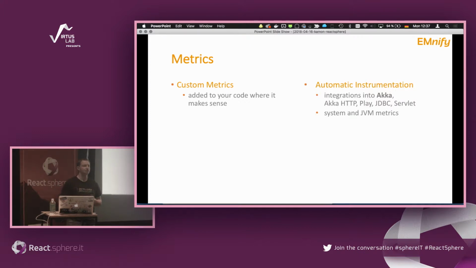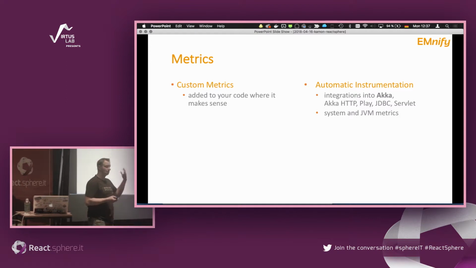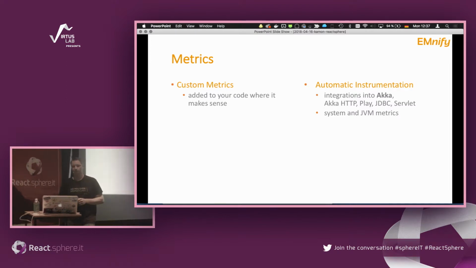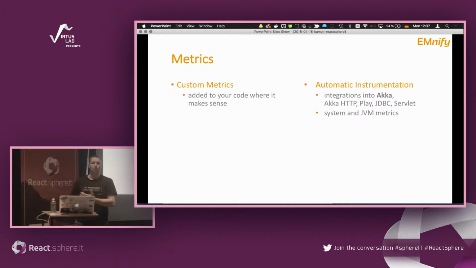The other type is the so-called automatic instrumentation. Without writing any line of code, usually just by pulling in a few dependencies, Kamon gives you insights into your Akka actor system. That's what I'm focusing on today, but also more and more other frequently used libraries. In addition, we get metrics about the system like CPU load, JVM metrics like garbage collection time, all of that without writing a single line of code.